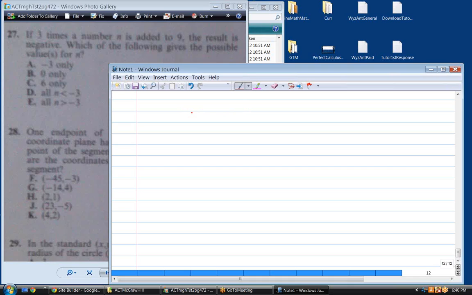So 3 times n plus 9 equals... Not equals. Less than 0. Right? Yeah. That's what negative means, less than 0. Not less than or equal to 0, but less than 0. 0 is neither positive nor negative. So when somebody says something's positive, it means it has to be greater than 0. If they say it's negative, it has to be less than 0.